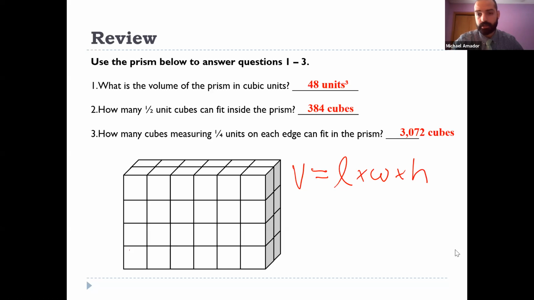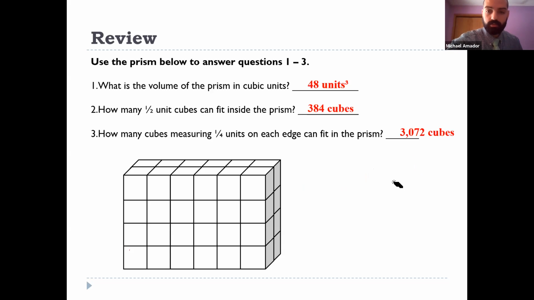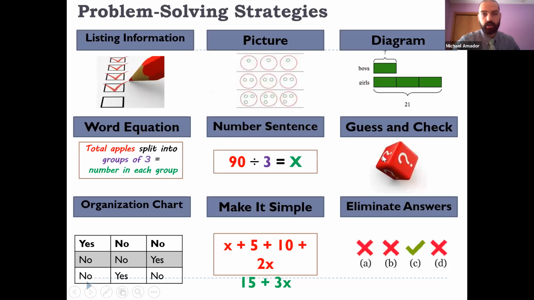And today, the strategies that we are going to practice are going to help you not just with word problems related to volume or of rectangular prisms. They're really problem-solving skills that will help you solve any type of problem. So to start this lesson, I would like to show you how I would solve a problem. And I'm going to review these problem-solving strategies.